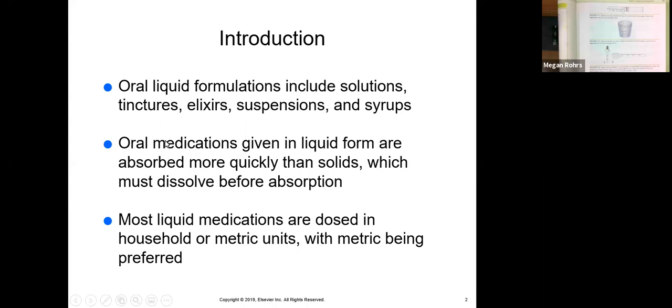Oral medications in liquid form do absorb faster than solids, such as tablets and capsules. So they do enter the bloodstream a little bit more quickly. They don't have to take the time to dissolve.